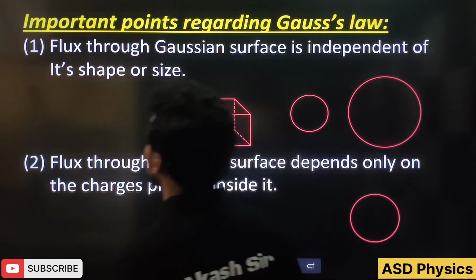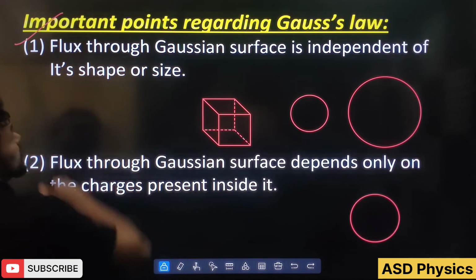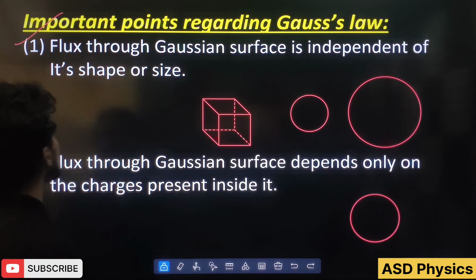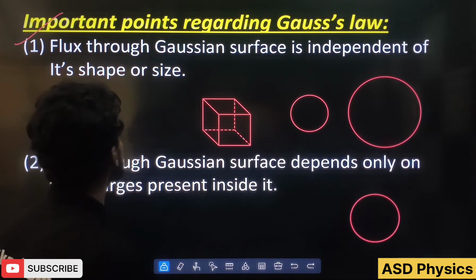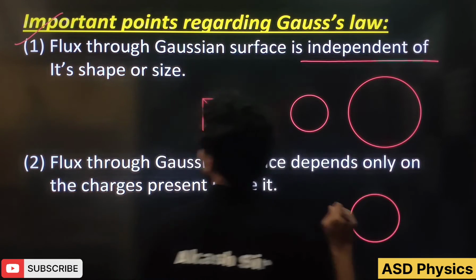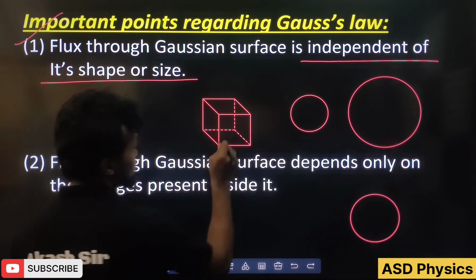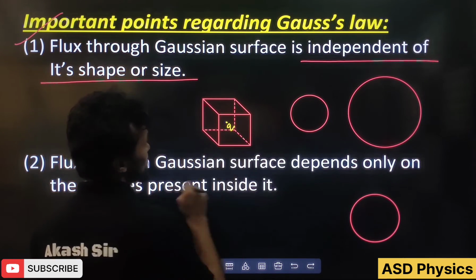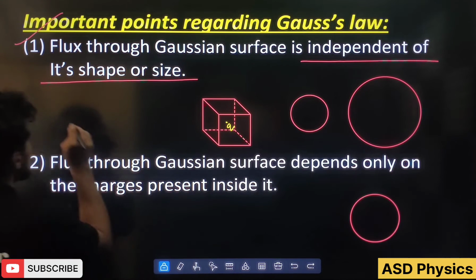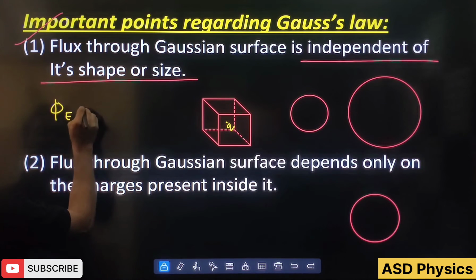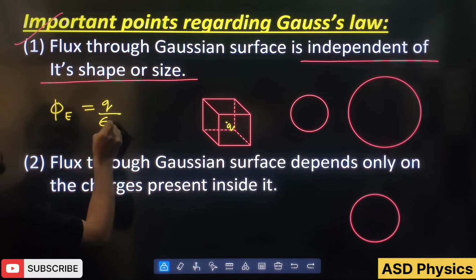Next students, we are going to see important points regarding Gauss's law. So first one, flux through a Gaussian surface is independent, as I told you, of its shape or size. So here I have taken charge q. Now in this situation, flux will be how much? Flux will be anyhow q by epsilon naught.